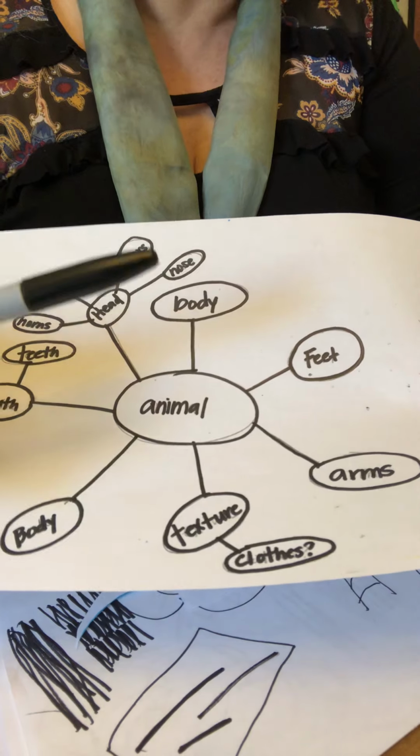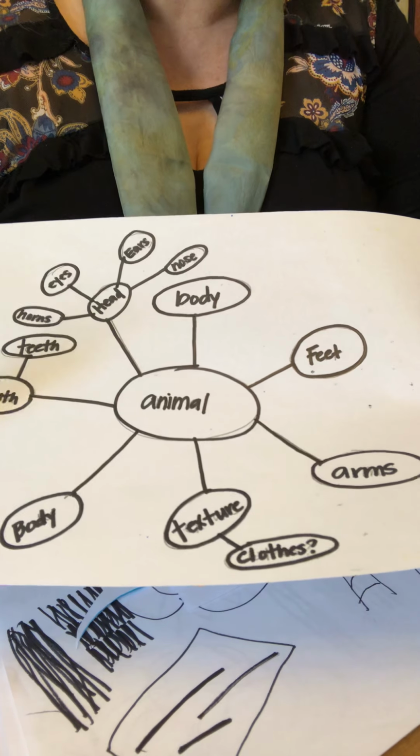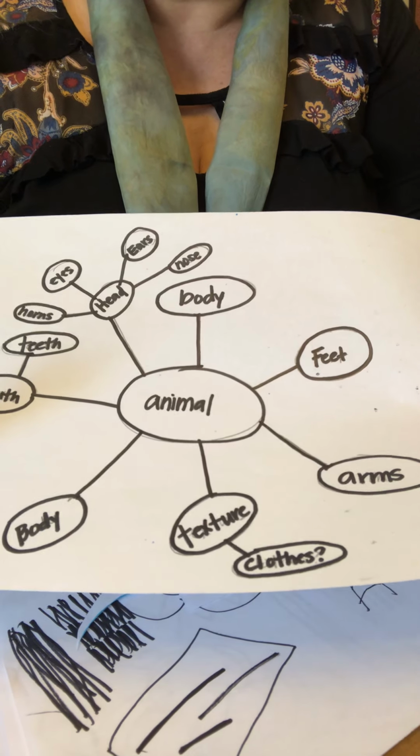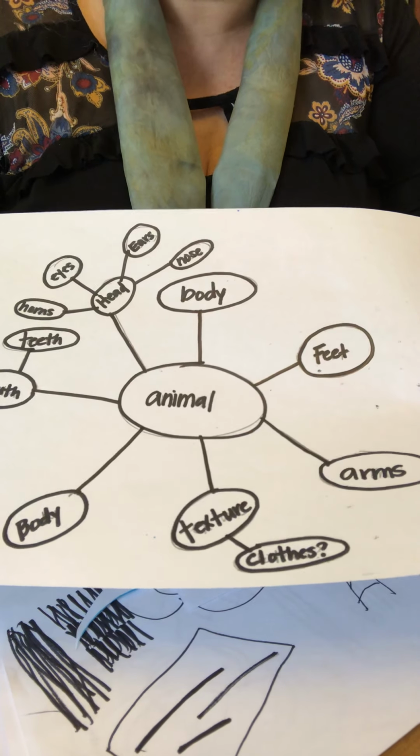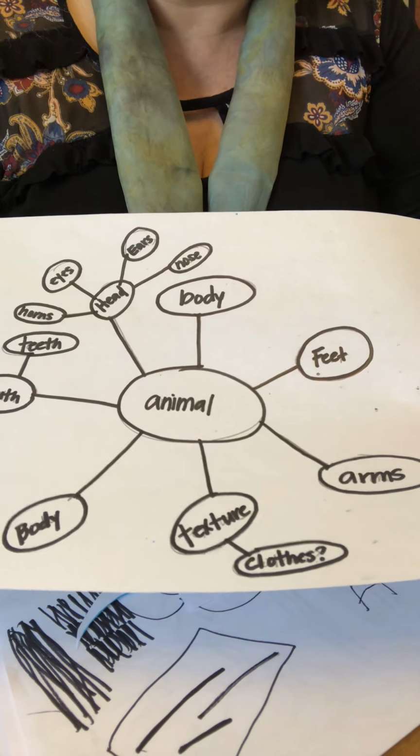Do you want it to be long, short, skinny? So many cool different ways to do arms. And what kind of feet? And thinking even about what kind of animal tracks do you want it to leave?